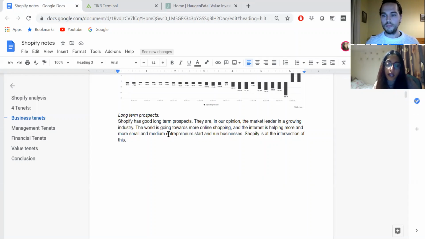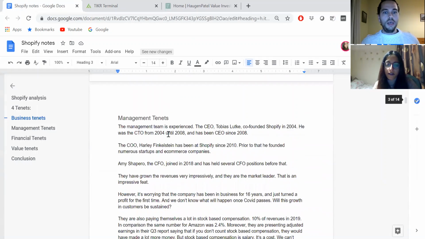Is there anything further to add to that? No, I don't think so. It's a good business. I mean, kind of good in the sense that it's a well-known brand in a growing industry. So in terms of the long-term prospects, it's quite positive. Yeah. So I'll let you take over on the management tenets unless there's anything further.